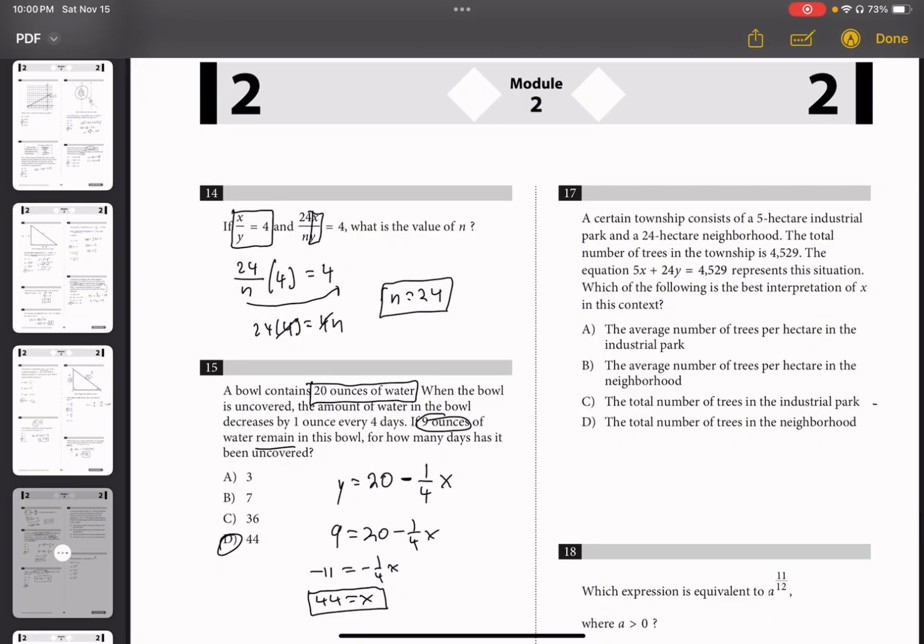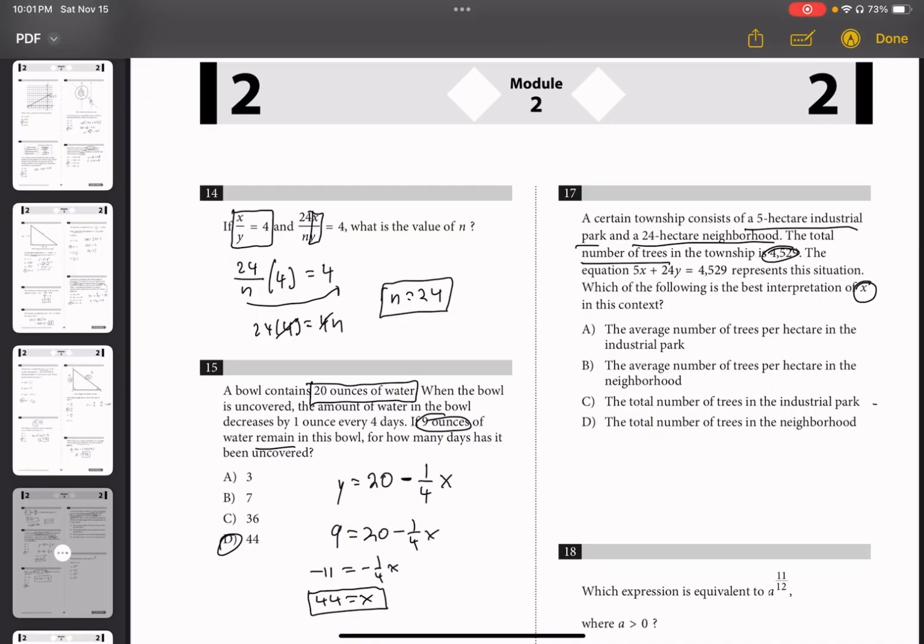Question 17 is going to be our last question for the day. Actually, we're going to do one more after this and then call it a day. So second last one. Question 17: a certain township consists of a 5-hectare industrial park and a 24-hectare neighborhood. The total number of trees in the township is 4,529. The equation 5x plus 24y equals 4,529 represents this situation. Which of the following is the best interpretation of x in this context?